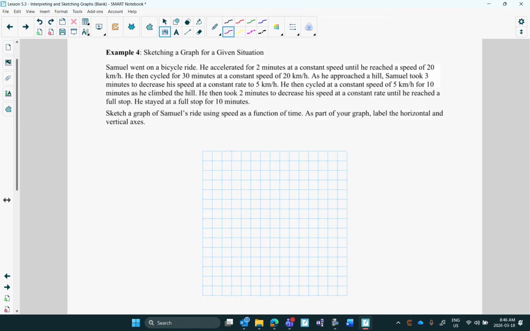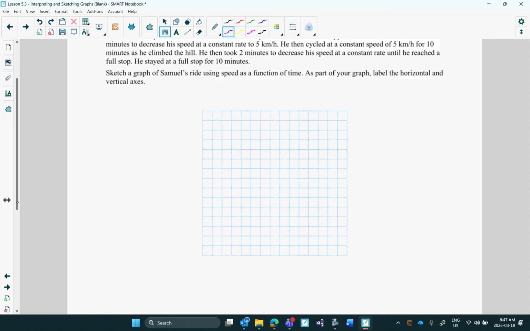He accelerated for 2 minutes at a constant speed until he reached 20 kilometers an hour. Then he biked for 30 minutes at that constant speed. As he approached a hill, he took 3 minutes to decrease his speed, because obviously he's going to go slower if he's going up a hill, at a constant rate to 5 kilometers an hour. He then stayed at that for 10 minutes as he climbed the hill. And then he took 2 minutes to decrease his speed until he reached a full stop. Okay? So somehow we've got to put all of this into a graph.